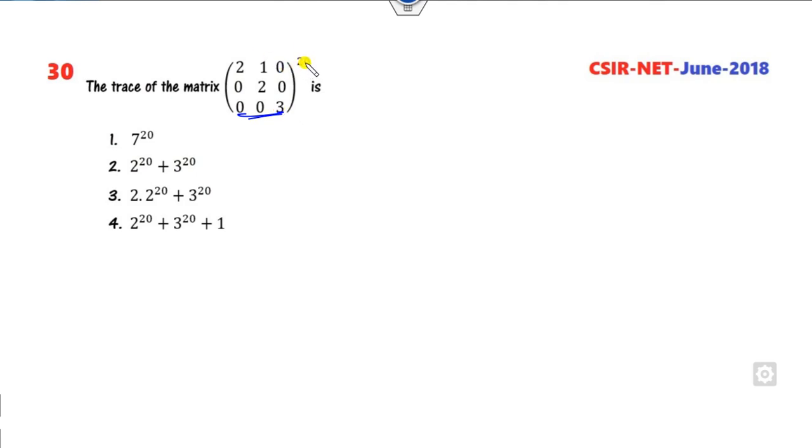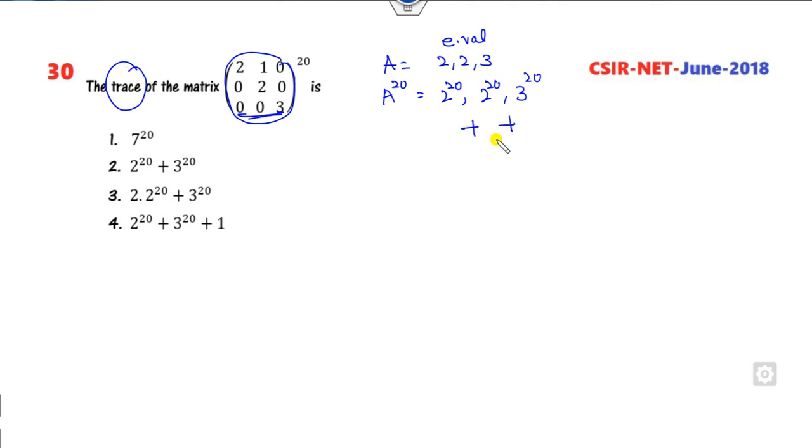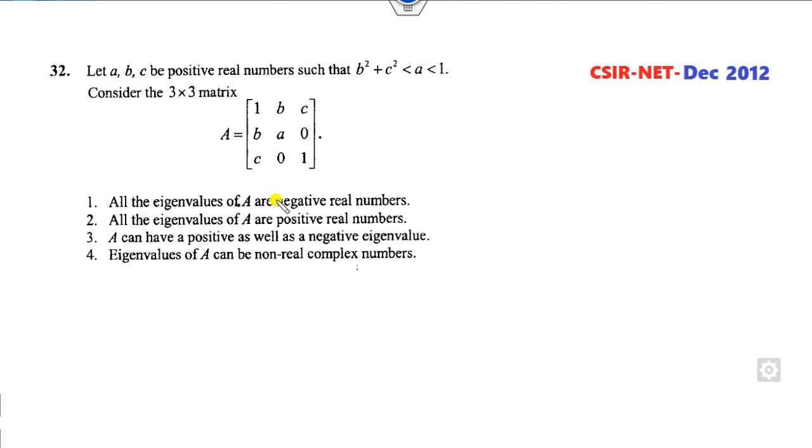So forget about this 20. What is the eigenvalue of this matrix? This is a diagonal matrix, so the eigenvalues are 2, 2 and 3. Then what are the eigenvalues of A raised to power 20? 2 raised to power 20, 2 raised to power 20, 3 raised to power 20. Find that trace, so you have to add them. So 2 into 2 raised to power 20, plus 3 raised to power 20 is the right answer. You can say within a fraction of a second you can solve the problem.